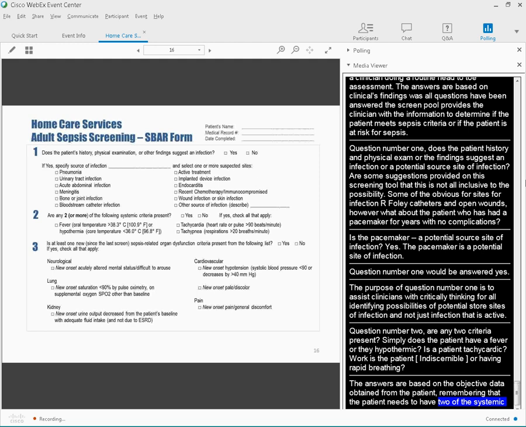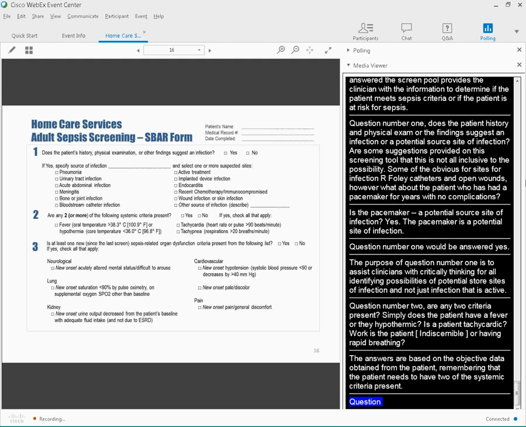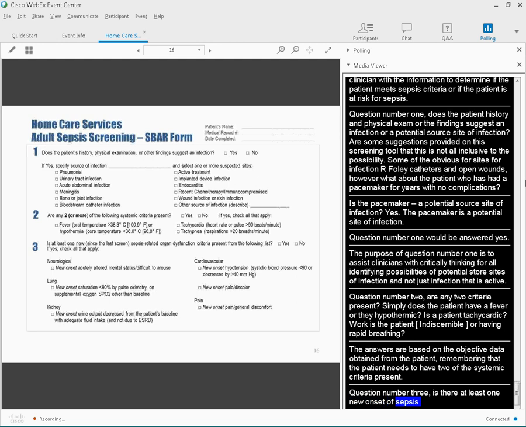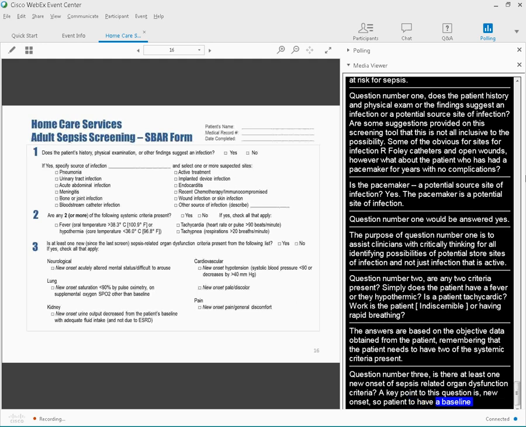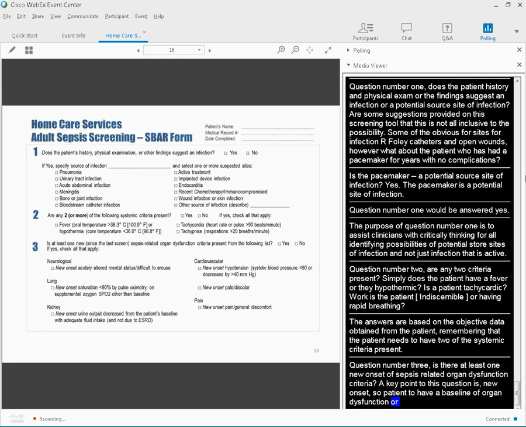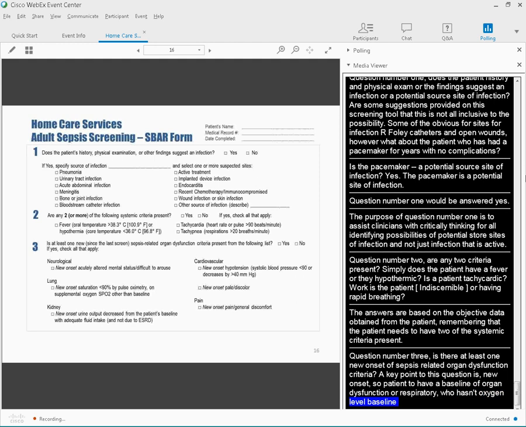Question 3. Is there at least one new onset of sepsis-related organ dysfunction criteria? A key point to this question is new onset. So patients who have a baseline of organ dysfunction, or respiratory, who has an oxygen level baseline of 88%, and their SpO2 is currently 88%, would not have a new onset for that parameter.